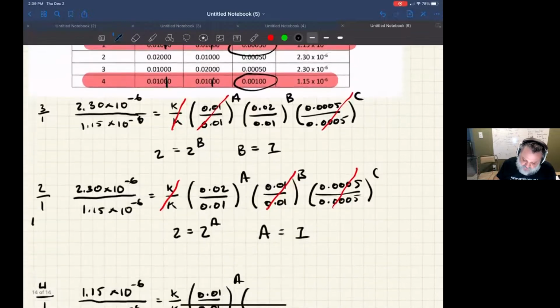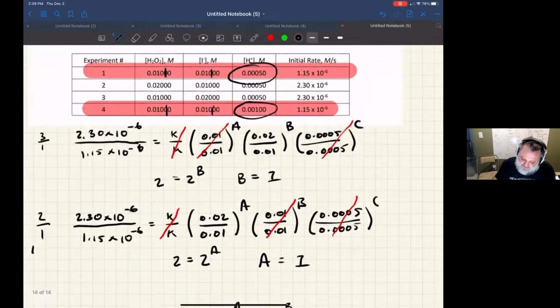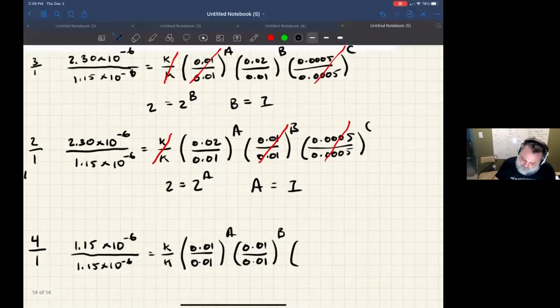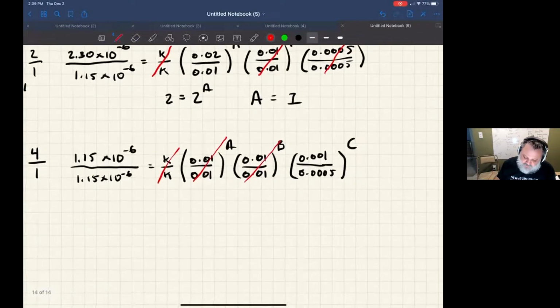What did I have for I? Same concentration, 0.01 over 0.01. That was to the B power. Now it comes my H plus. It's 0.001 over 0.0005. And so what do I get there? That's to the C power. Let's take a look. This is going to cancel, this is going to cancel, and this one's going to cancel. So what am I left with? 1 equals 2 to the C.